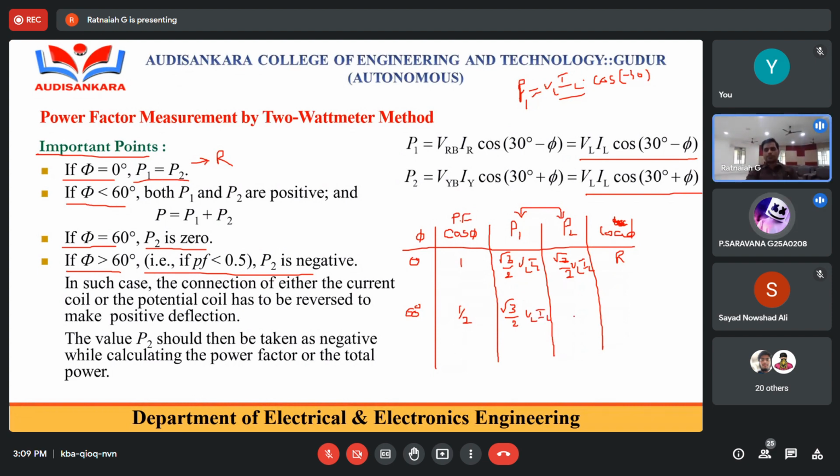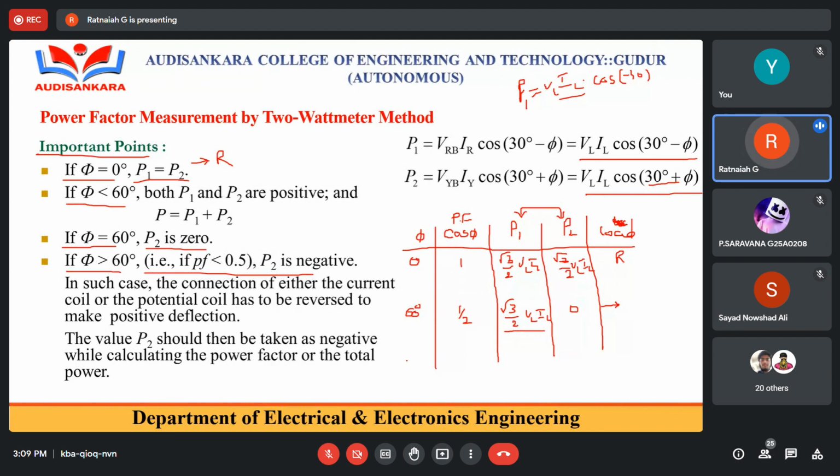Excellent. What about P2? It is 0. Why? Cos of (30 plus 60) is cos 90, which is 0. Therefore, the reading should be 0. So we are having only one reading here, and we cannot judge whether it is an inductive or capacitive load, because the power factor is always in between both resistive and inductive loads.